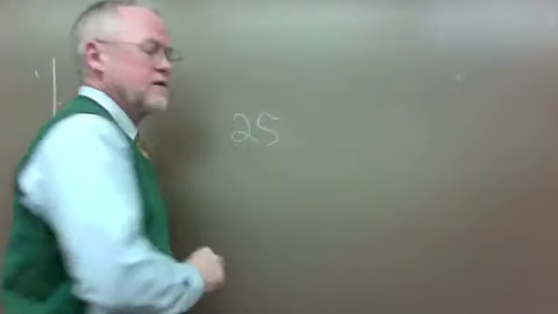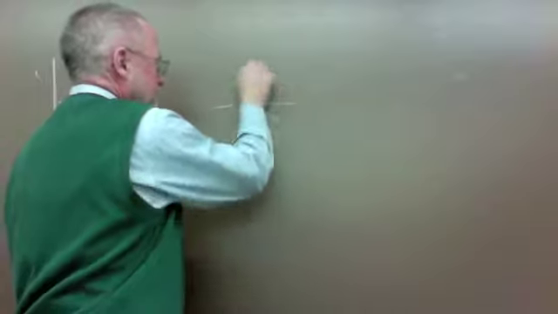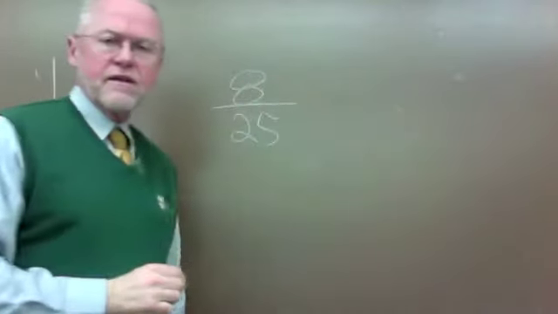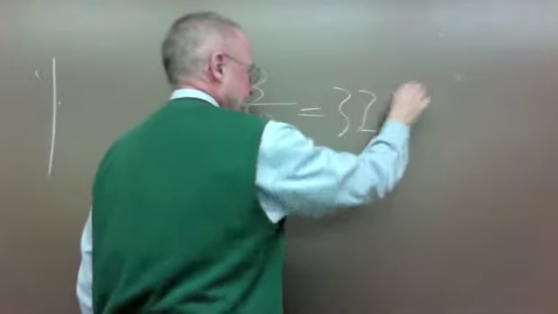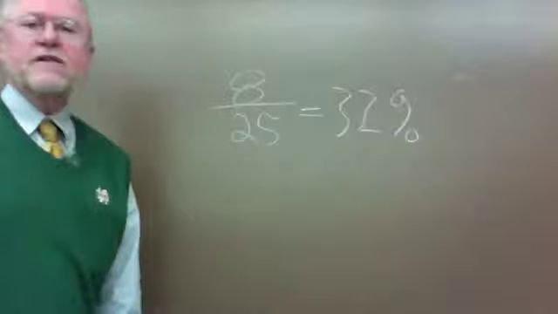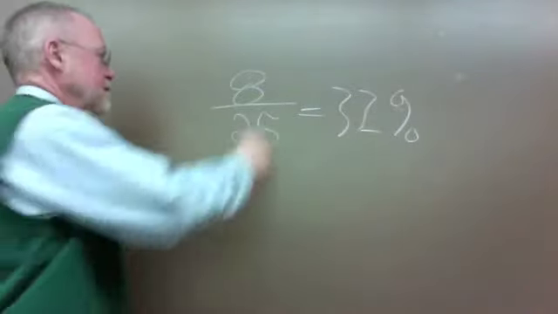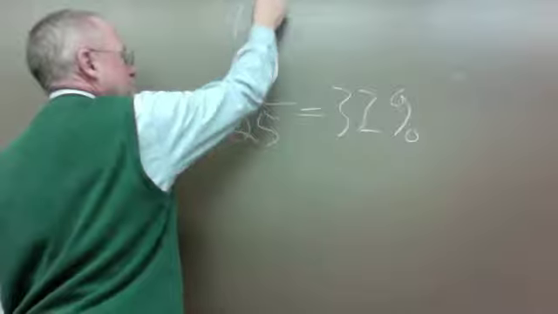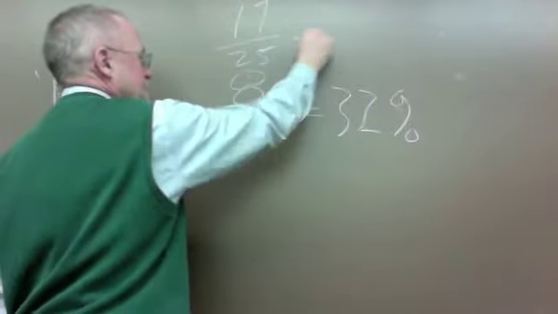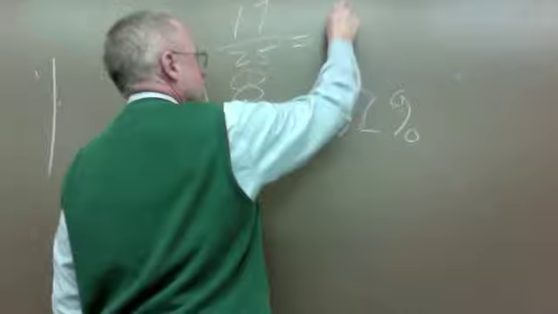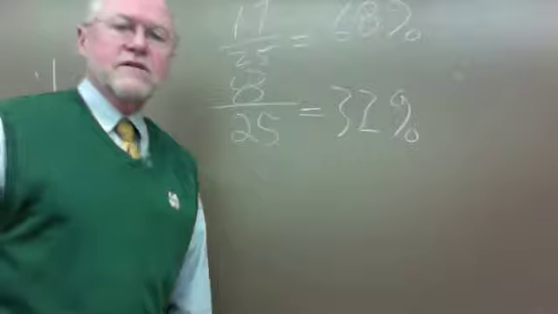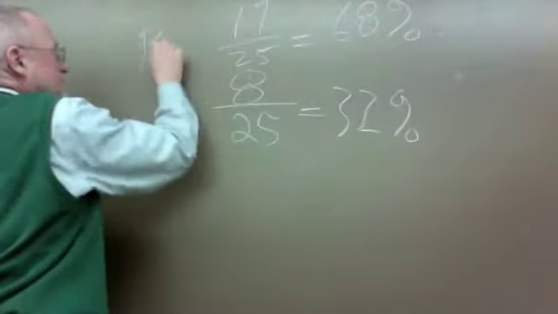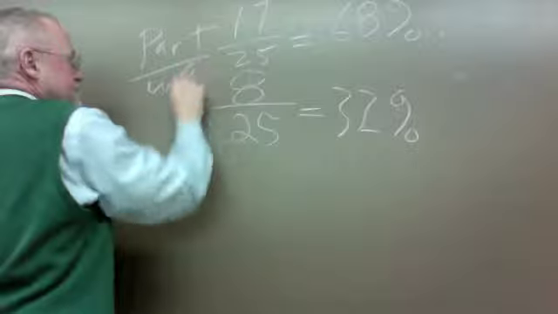Like if a whole class was 25 students and 8 of them were boys, then the percent of boys in the class would be 32%. And the percent of the girls in the class would be 17 over 25, which would be 68%. So percent is always part over whole.